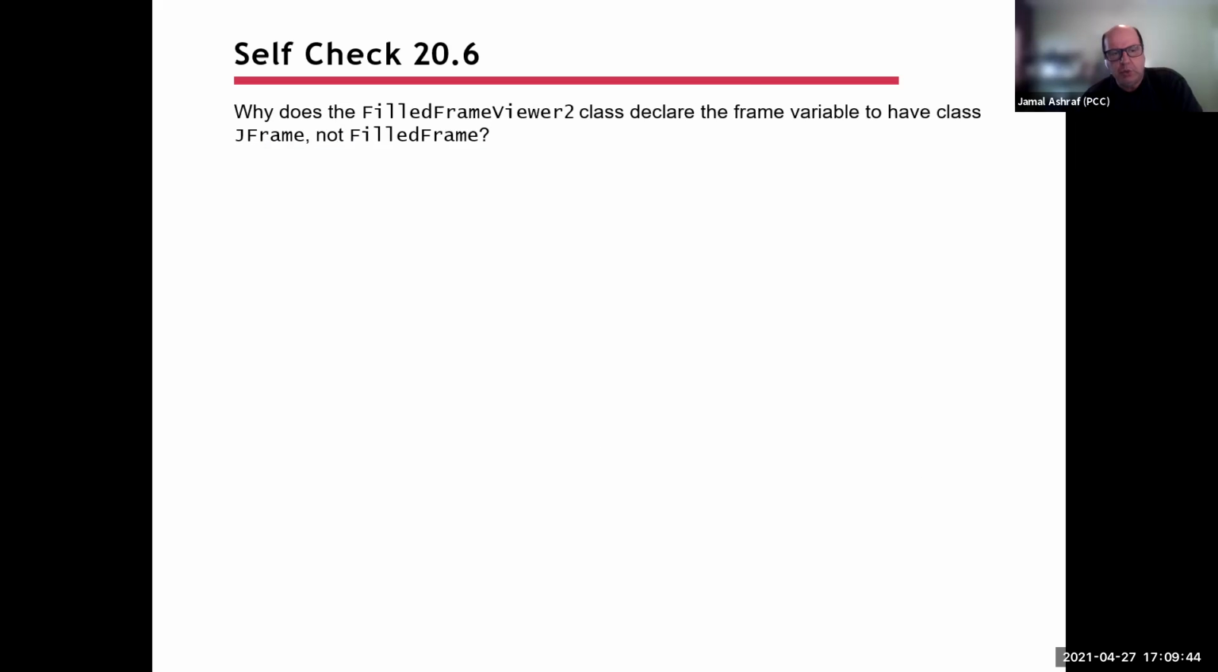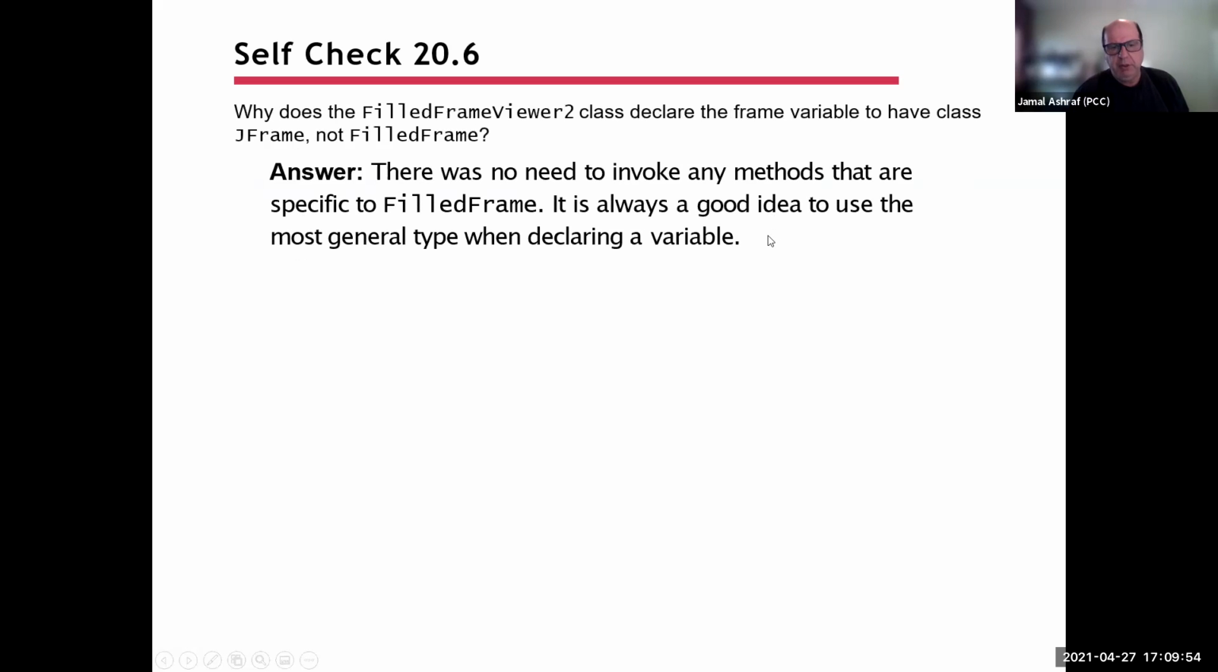The question was, why does the field frame viewer class declare the frame variable to have class JFrame, not the field frame? We don't need to invoke a method specific to field frame. That's what the question was earlier. If it's not specific to that one, then it's always a good idea to use a more general one.